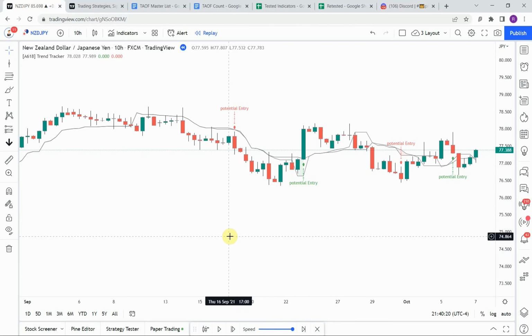Today we will be looking at an advanced testing of the trend tracker indicator.